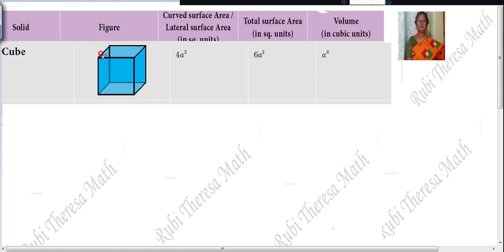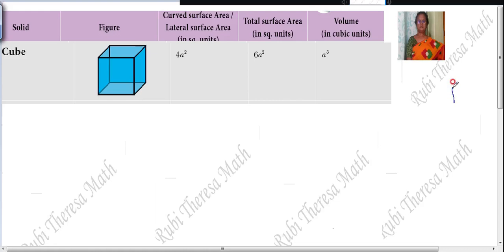How to remember and recall the formula of cube? Very easily you can remember this formula if you know the basic concept of square. A cube is nothing but a three-dimensional figure.